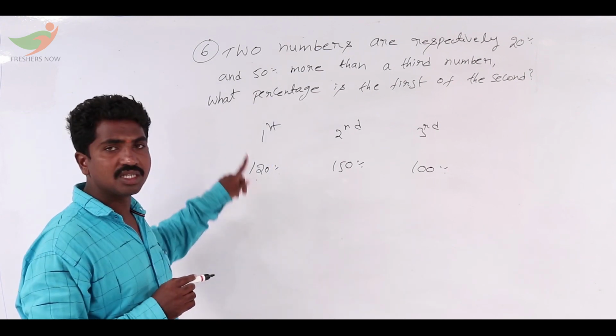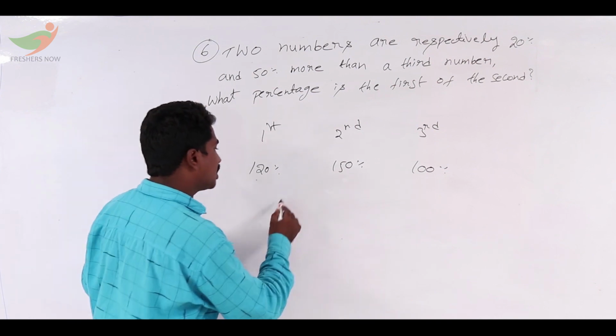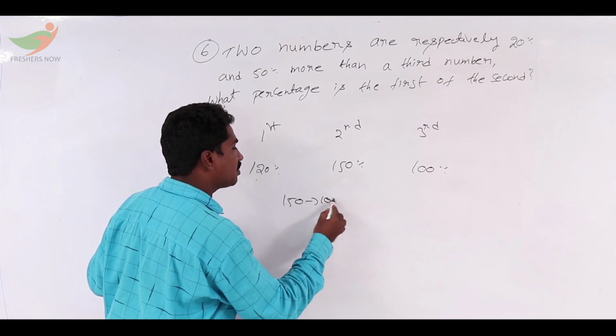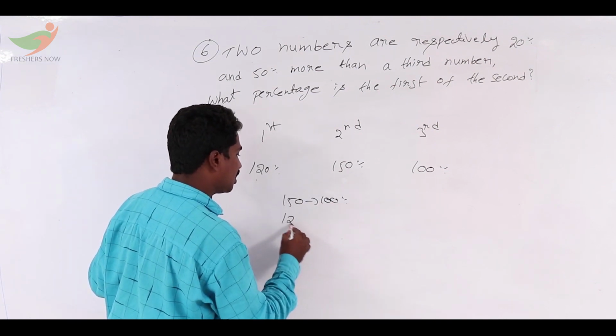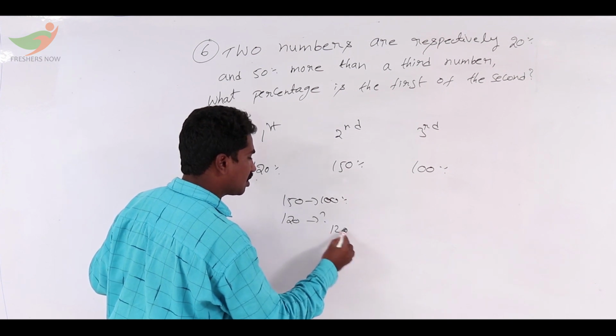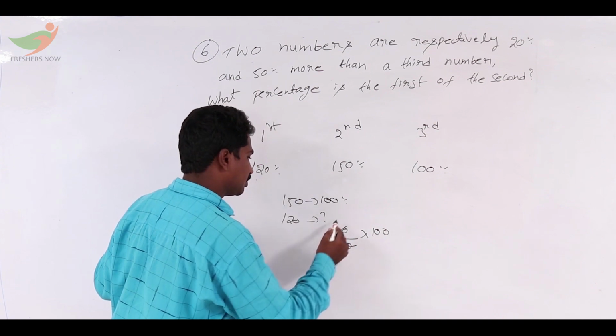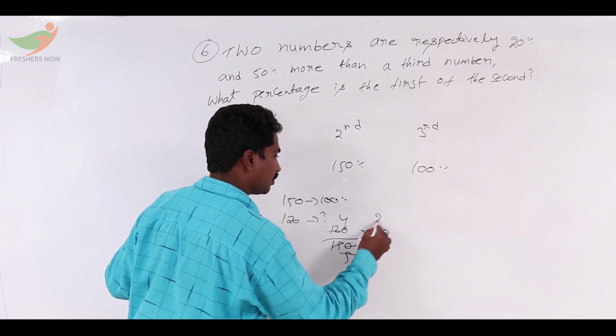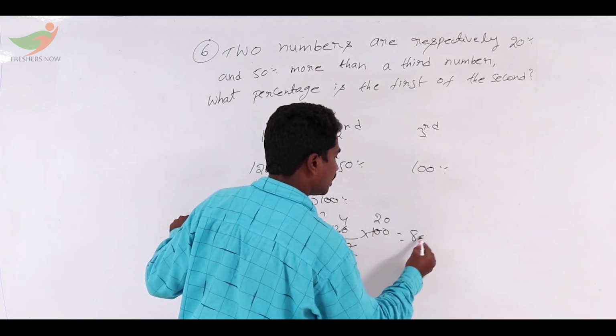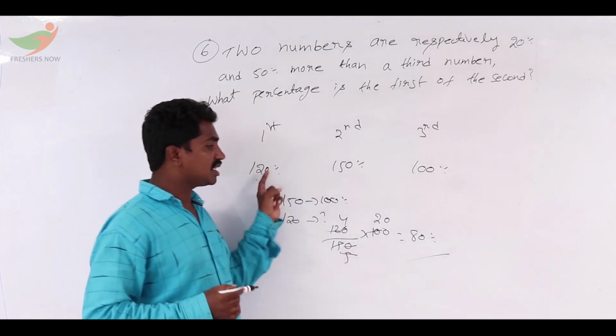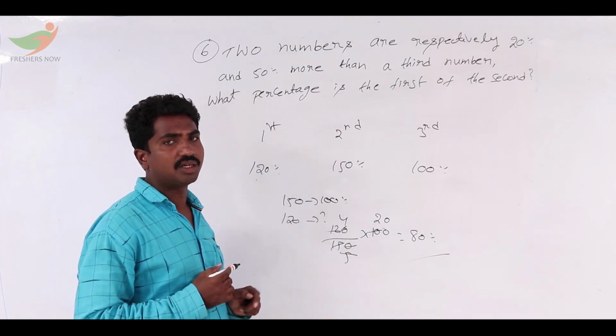Now he is asking what percentage is the first of the second. The first number is how much percent of the second number. So we take 150 as 100%. 120 is how much? 120 by 150 into 100. So it is 80%. The first number is 80% of the second number.